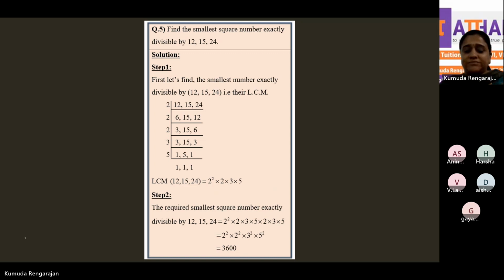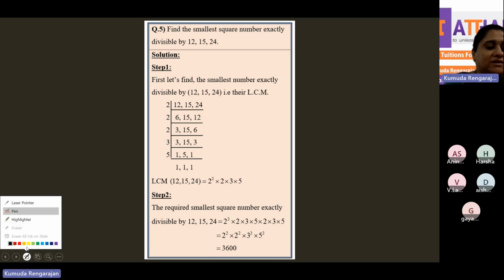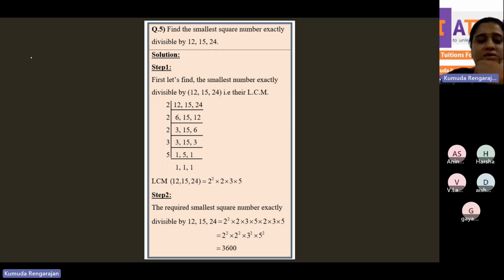Ma'am, I'm understanding finding the smallest number, but I don't understand how you're finding the smallest square number. You're multiplying it with the same digit so that... Okay, all of you listen to me, children. Thanks for that question, Aishwarya.